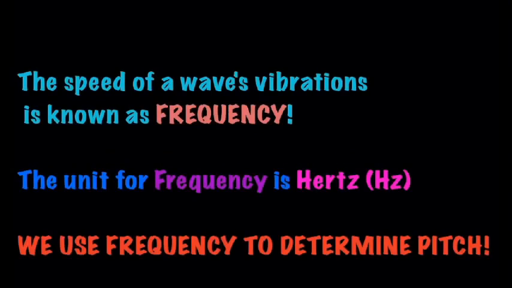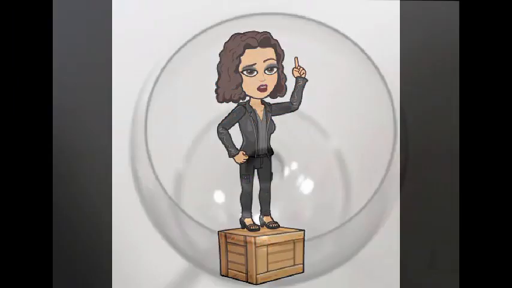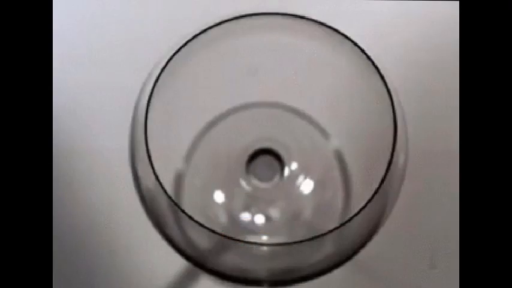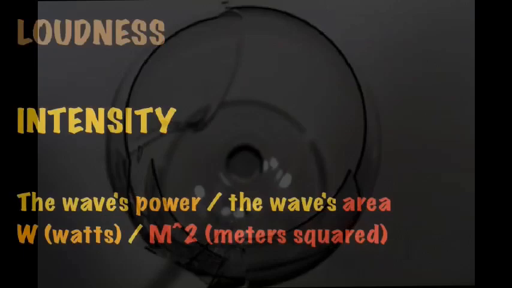Sound waves are also known as pressure waves. The amount of pressure in a wave leads to the amount of vibrations that occur. The speed of a wave's vibrations is its frequency. The unit for measuring frequency is hertz. We use frequency to determine the pitch of sound. Pitch is what we perceive when we hear sound in terms of high or low, like when a pitch is so high it shatters glass.